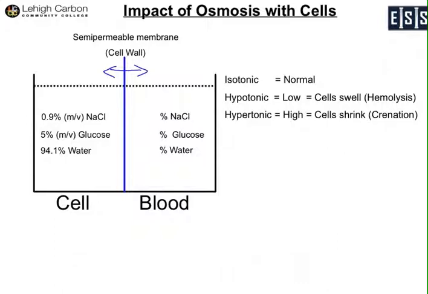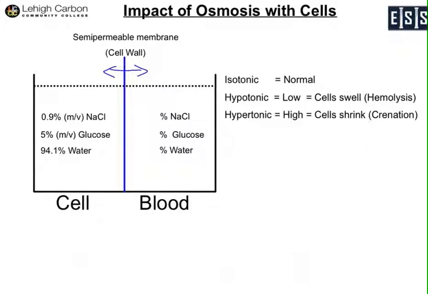So I have here a representation of cells on the left, and the cell wall is represented by this blue line in the middle, and then on the right is your blood and bloodstream that's working alongside your cells. And so I show here on the left with the cell a typical, or normal, level in cells is 0.9% sodium chloride. That's on a mass per volume basis, which is grams per milliliter. And a normal glucose level, sugar level, is 5%, also on a mass per volume basis.